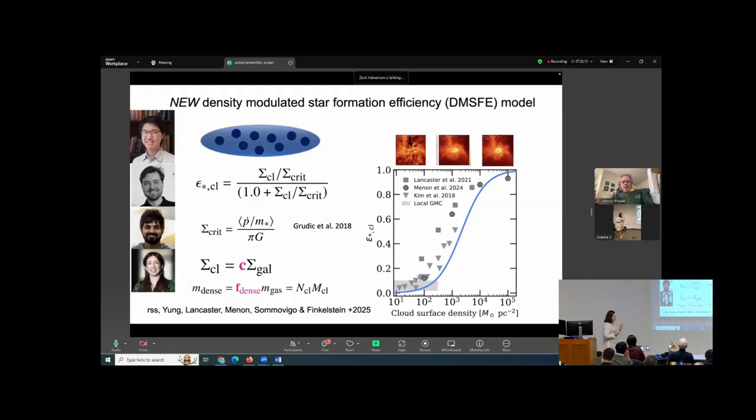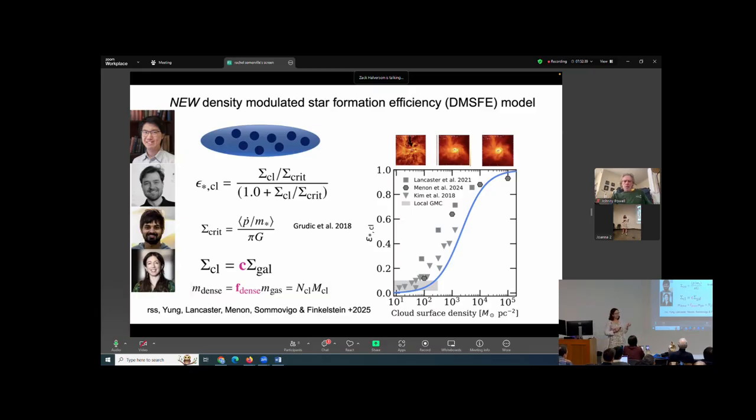Okay, so galaxies are much denser. Presumably the star-forming gas is also denser. What might the implications of that be? That's what we explored in this paper in collaboration with Aaron, several of the postdocs in and around CCA, Lachlan Lancaster, Sean Menon, Laura Sommovigo, and also with Steve Finkelstein.